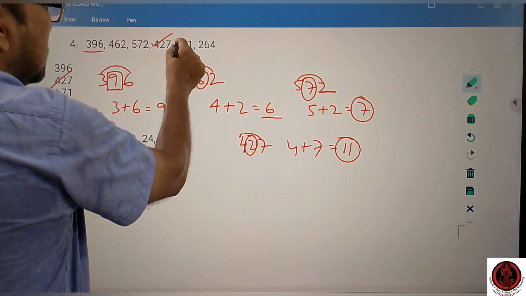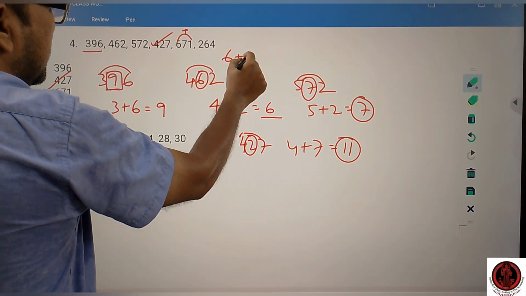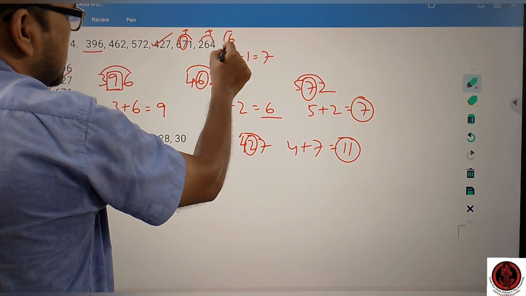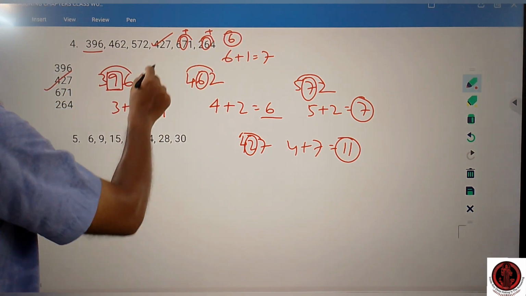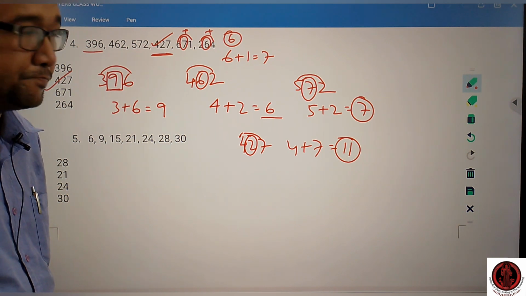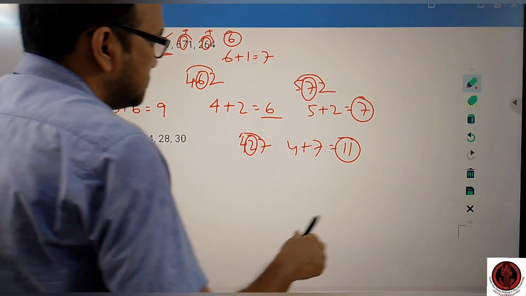Remaining numbers: 6 plus 1 is 7, 7 is the middle number. 2 plus 4 is 6, 6 is the middle number. So the odd one is 427. Okay.